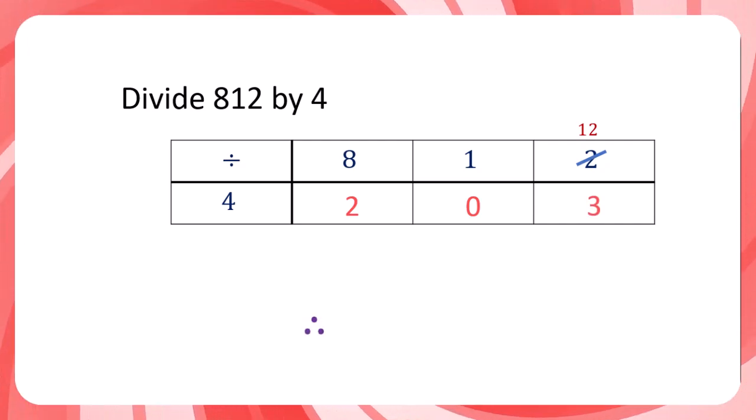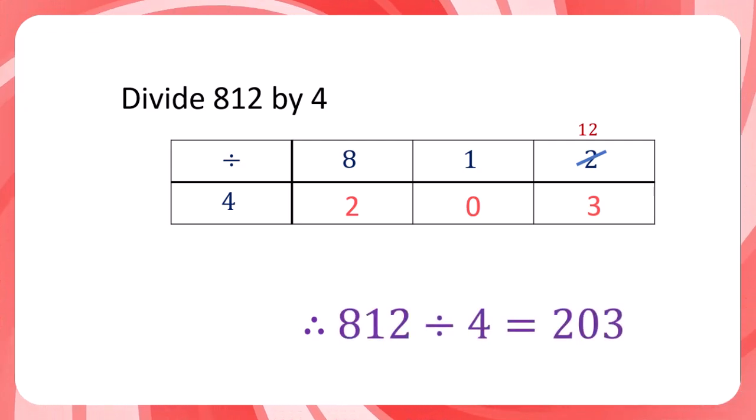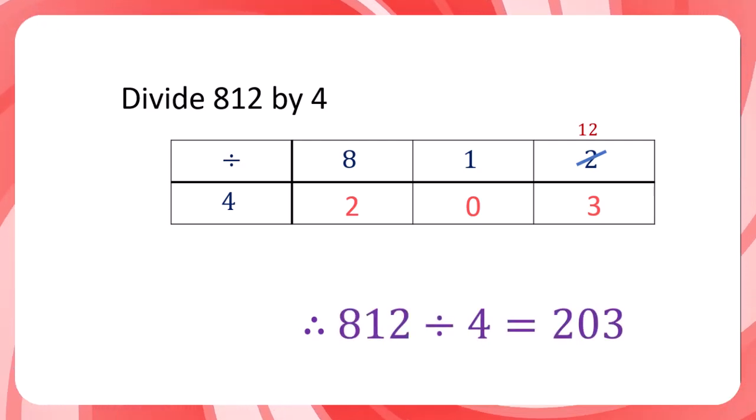Therefore, 812 divided by 4 is equal to 203.